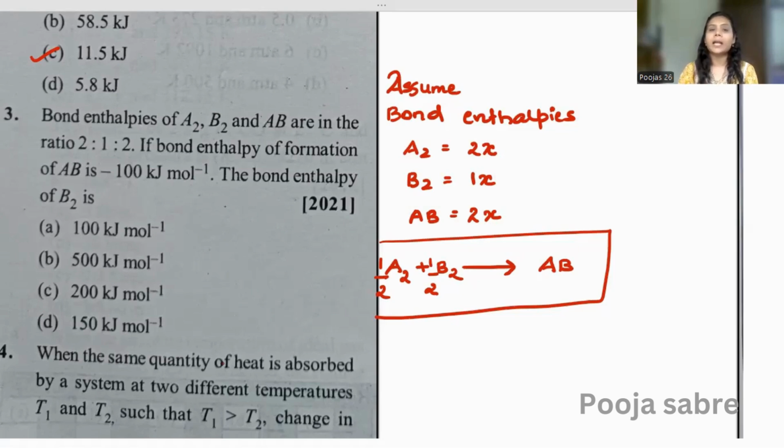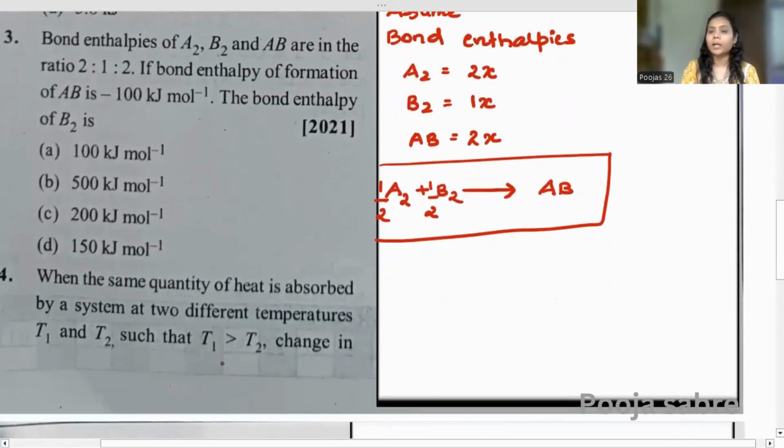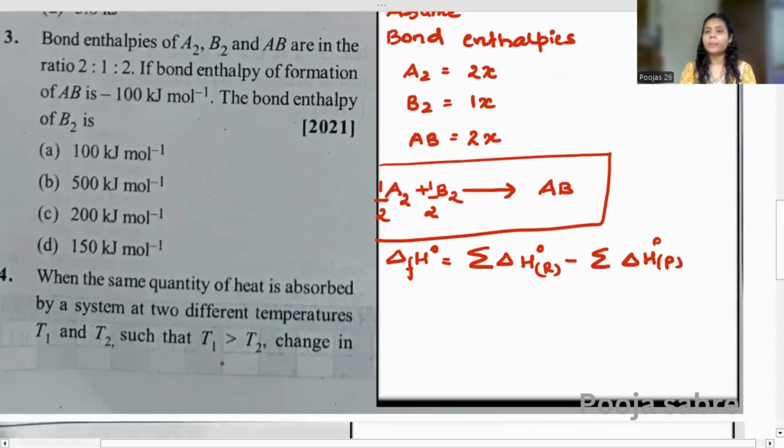आगे क्या करना है? आगे simply we know the formula. What is the formula? Delta H naught, that is formation enthalpy of formation is equal to summation of delta H naught reactant minus delta H naught product. Remember, in the entire chemical thermodynamics, this is the only formula जहाँ पे reactant minus product होता है. That is the initial minus final, not the final minus initial. Very important. That is bond enthalpy formula.